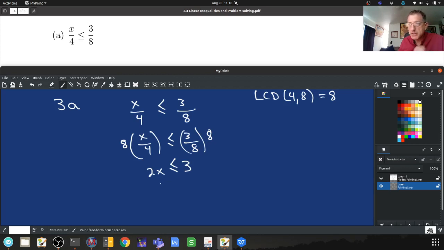Okay. Now 2x is less than or equal to 3. I want to know how much 1x is. So now I'm going to divide by 2, which is the same as multiplying by 1/2. 1/2 is greater than 0, so I don't have to do anything with the inequality symbol. So that gives me 2x divided by 2 is x. X is less than or equal to 3/2.